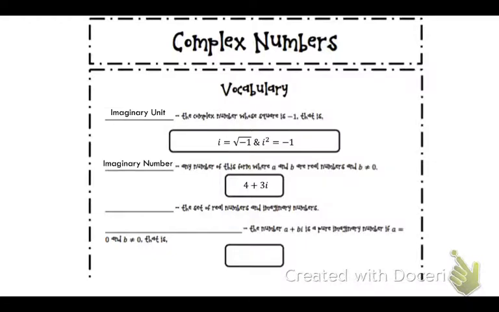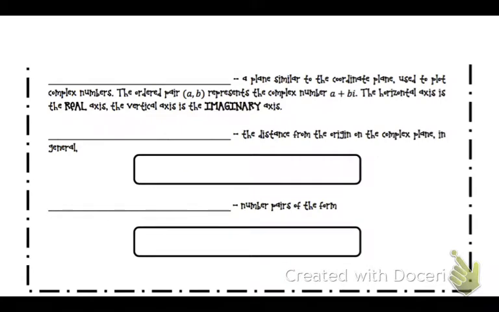The set of real numbers and imaginary numbers is complex numbers. And the number a plus bi is a pure imaginary number if a equals 0 and b does not equal 0. Again, that's just a pure imaginary number, so that's just bi. A plane similar to the coordinate plane is where you graph imaginary numbers, the complex number plane.